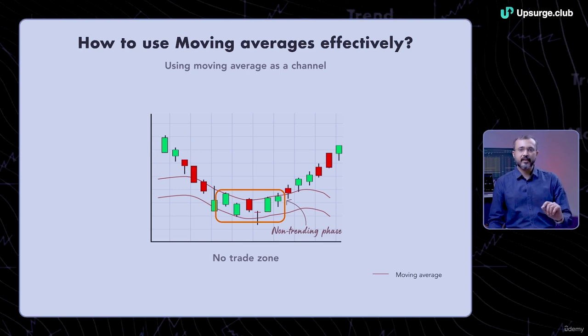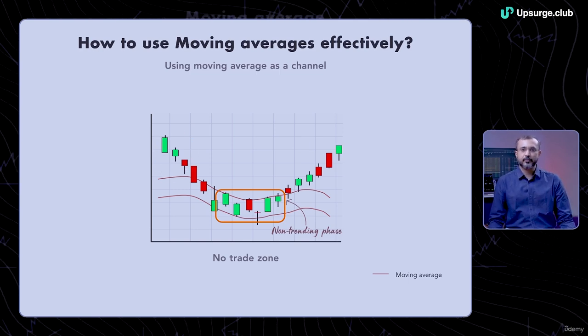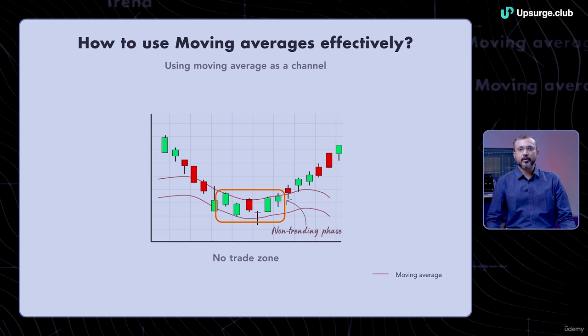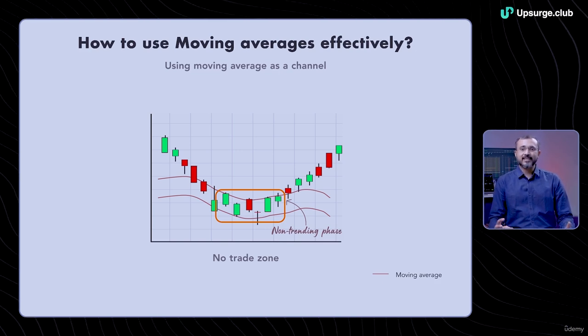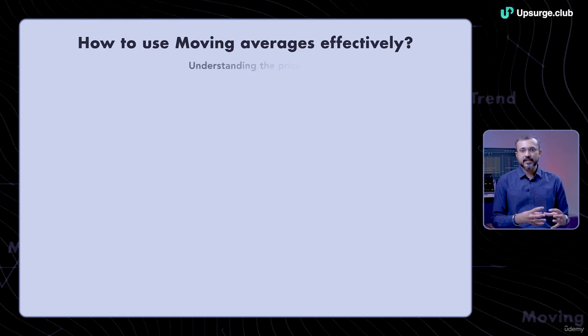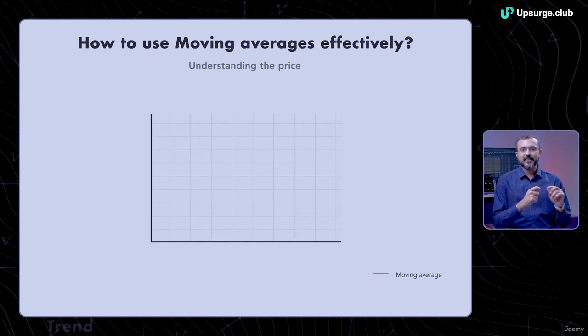So either the slope of the moving average should be rising or it should be falling. If the slope of the moving average is rising, we consider the trend to be bullish. If the slope of the moving average is falling, we consider the trend to be bearish. So that is the second case. The first case is by understanding the price.